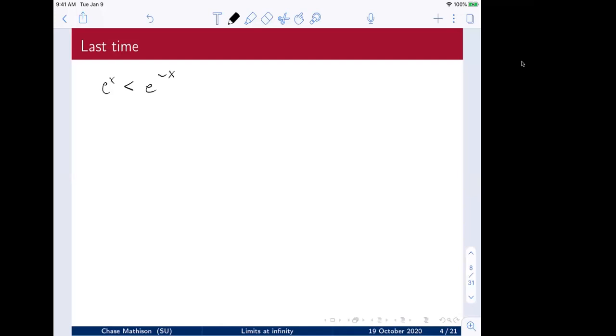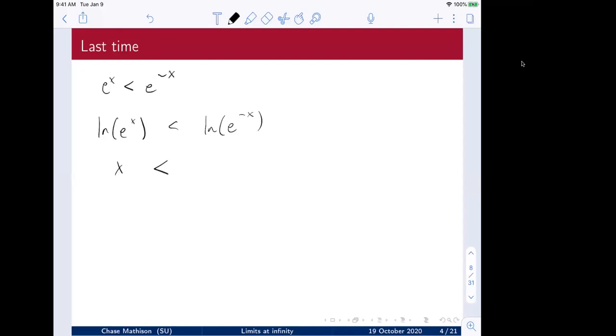I want to solve e to the x is less than e to the minus x. Would you use the natural log? Yeah, take a natural log of both sides. Very good. When I take the natural log of the left, that's just going to give me natural log of e to the x. Well, that's just x. Those undo each other. This is going to be less than or equal to natural log of e to the minus x.